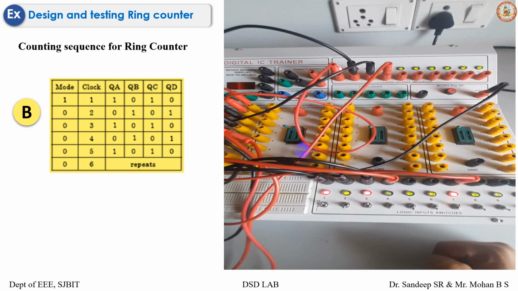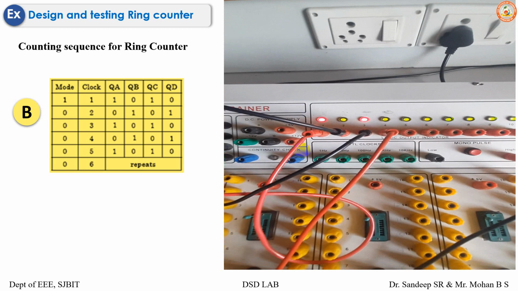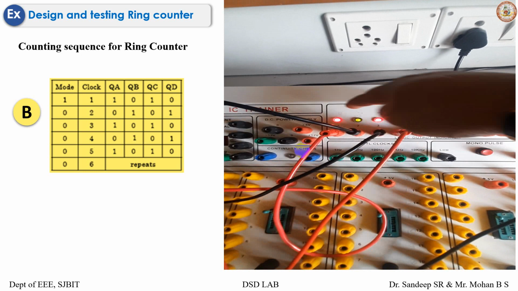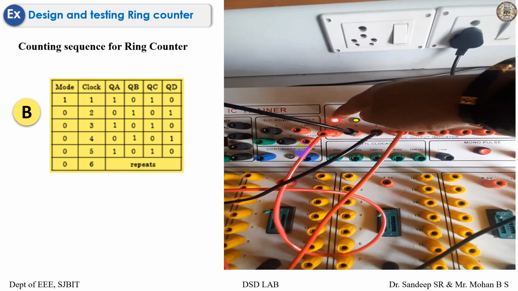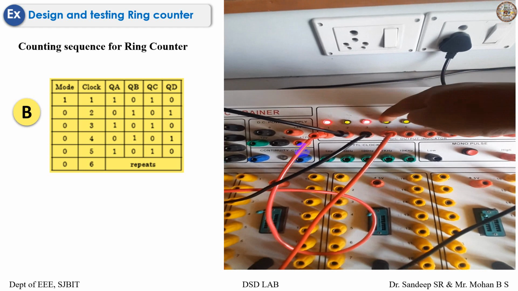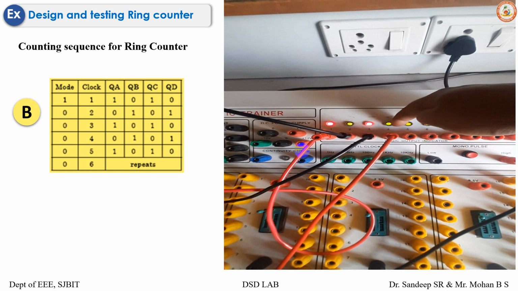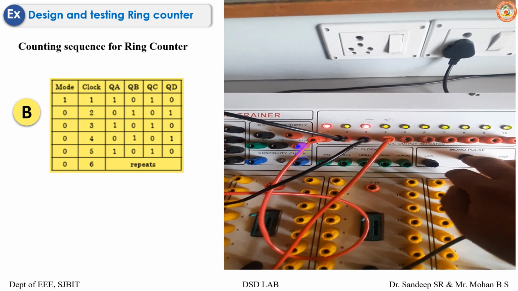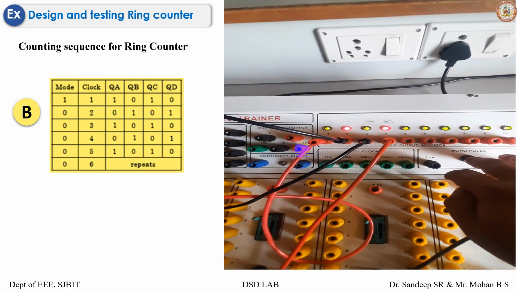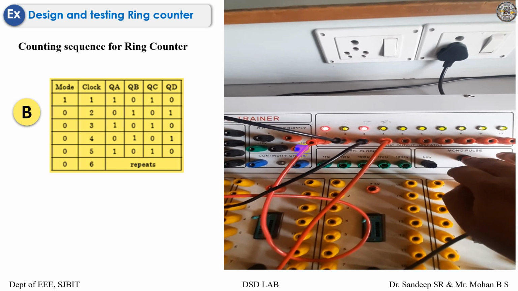And now to shift the register, make the mode low. You can see the data has not changed. As I give the clock pulse, what happens? This data would come here, that is QD would come to QA, QA would go to QB, QB would go to QC, and QC would go to QD. So I'll have the data as 0, 1, 0, 1 after one clock pulse. And then on the next clock pulse, my data would be 1, 0, 1, 0, and so on.